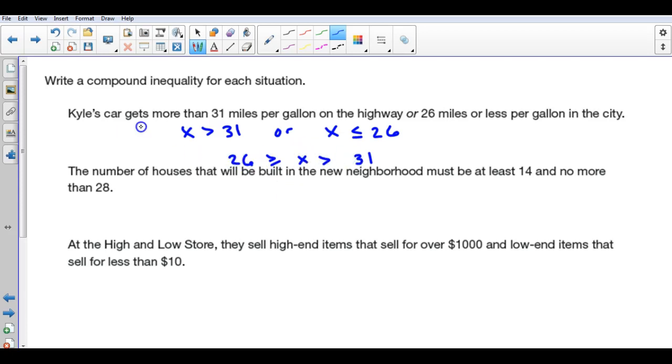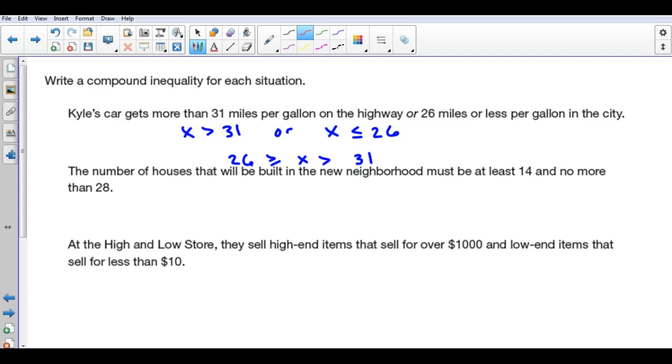on the highway. And that's one of those statistics you see a bunch of, especially when you're buying a new vehicle. So notice why one of these has the or equal to part and the other one doesn't. And it's all because this says more than, and this one says 26 or less. So this one's including 26 miles. The other one is not including 31.